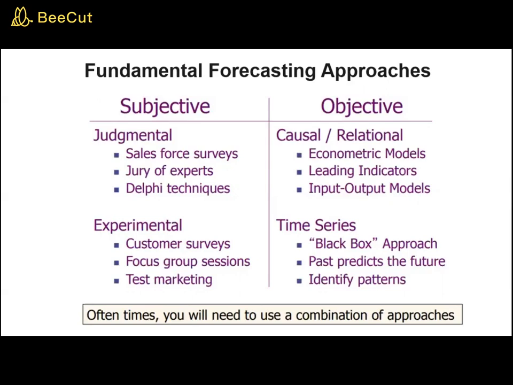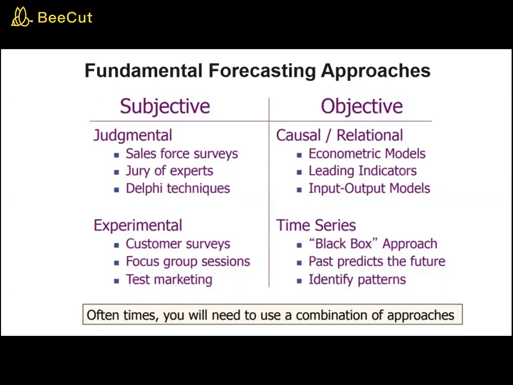And finally, test marketing. You get your product and give it to a small test market, a small group of people, and you see how they respond to it. You look at their demand trends, and based on that, you make a forecast. So these are the subjective ways of doing forecasting.